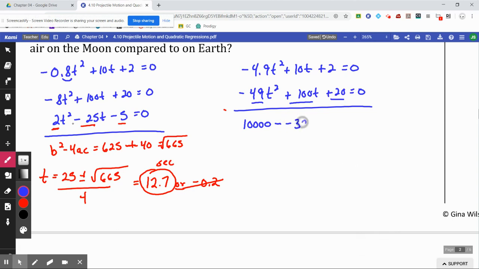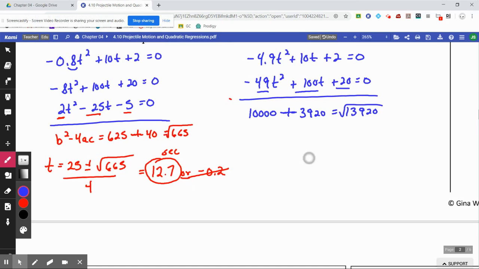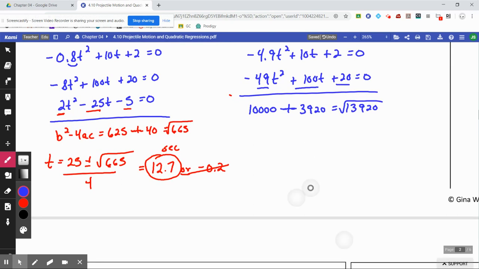negative 3,920. Minus minus makes a plus, so that'll be 13,920. And again, that's going to be the stuff under your radical. Since we're using a calculator, it really doesn't matter how large the numbers get. It's still pretty simple. So the time that it's going to take is now negative b plus and minus the radical stuff.